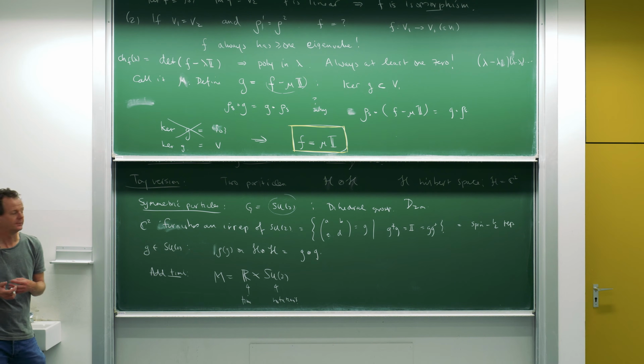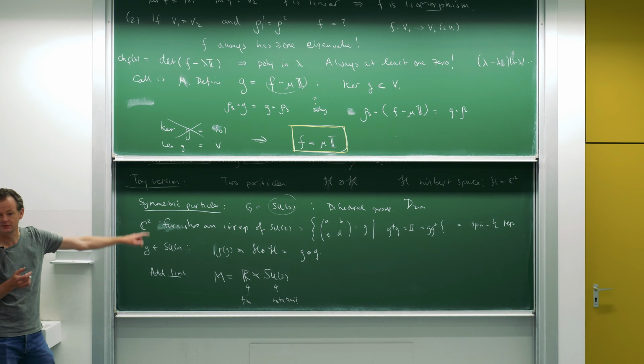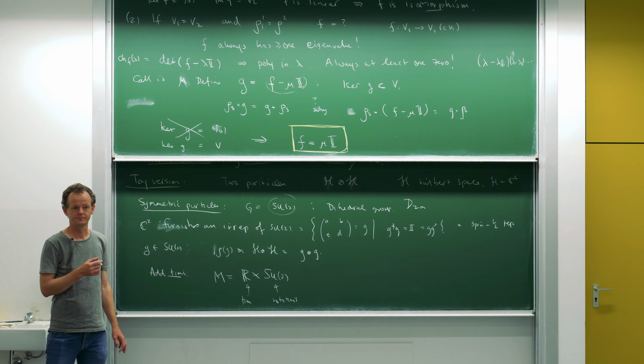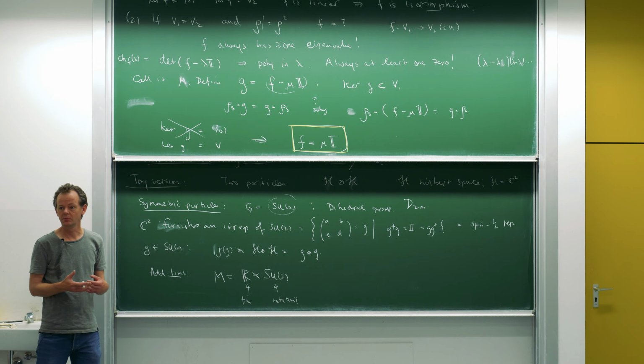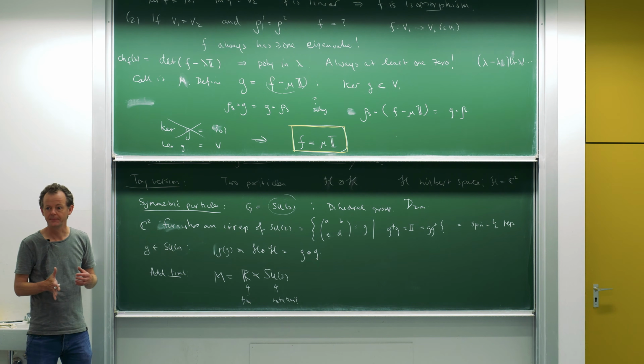And we want to build a representation of that group on this Hilbert space. If we manage that, then we will have solved Schrödinger's equation along the way.